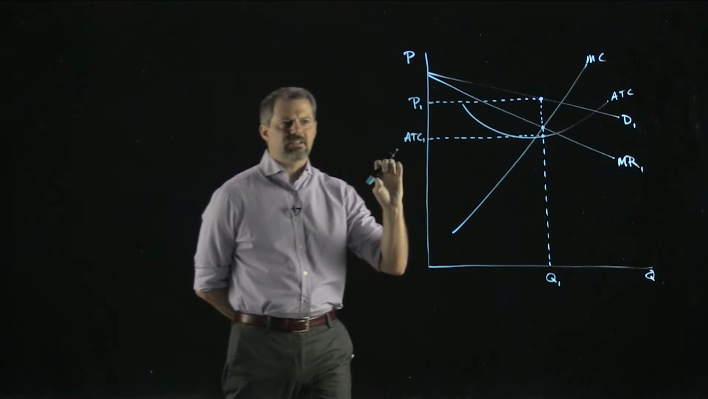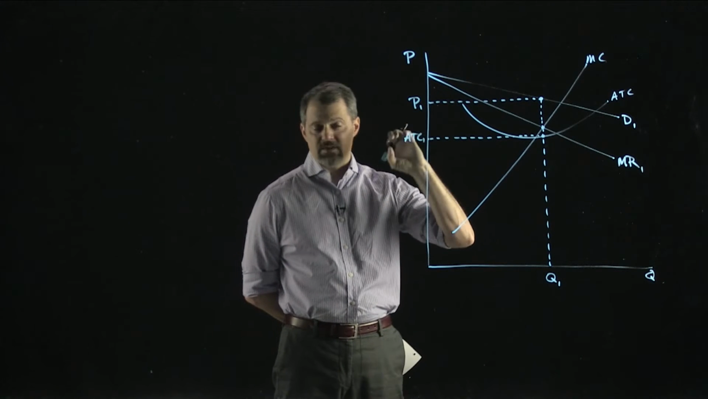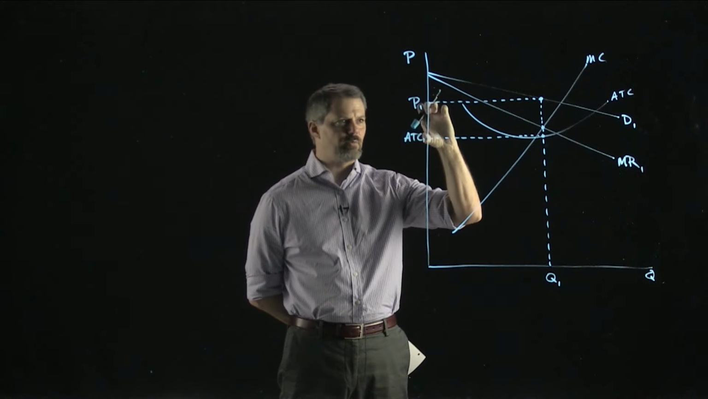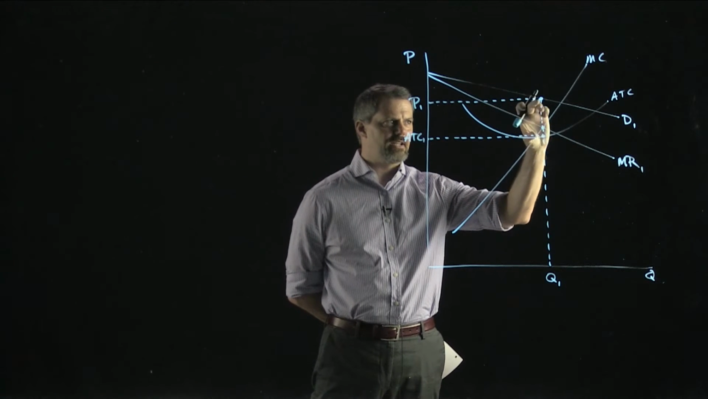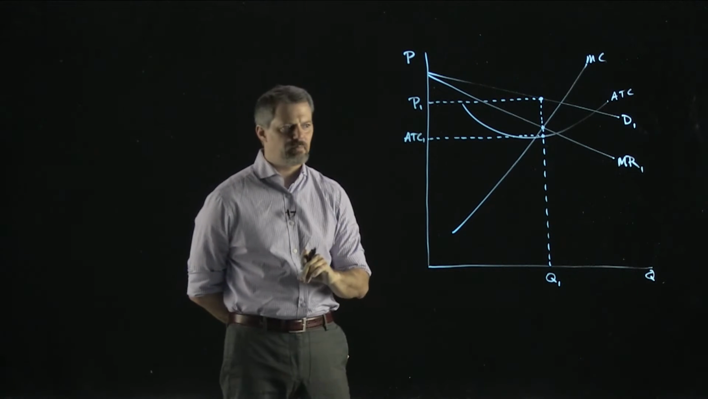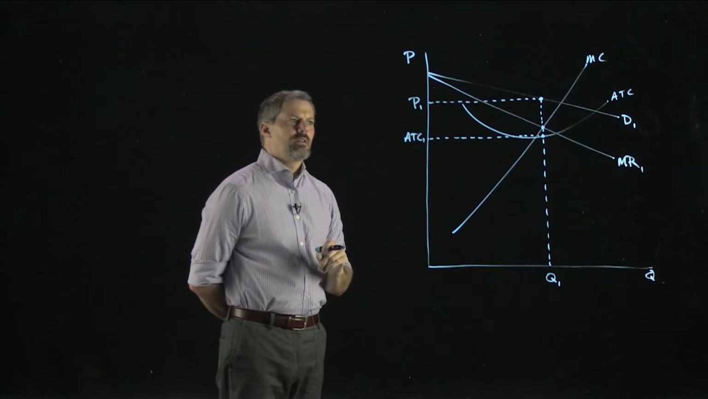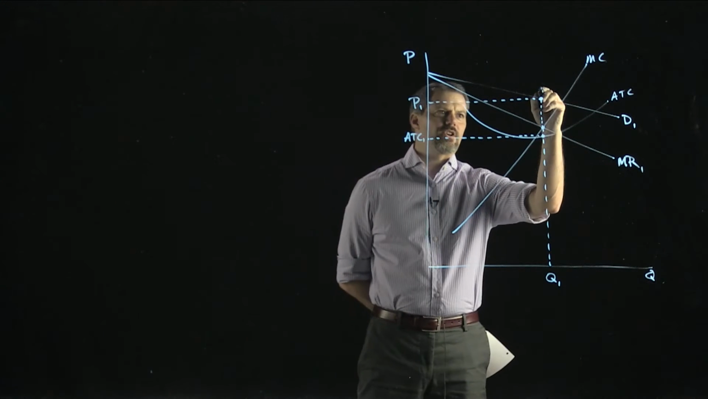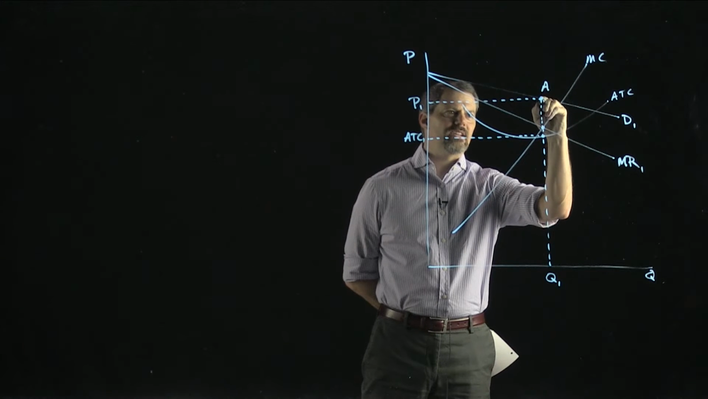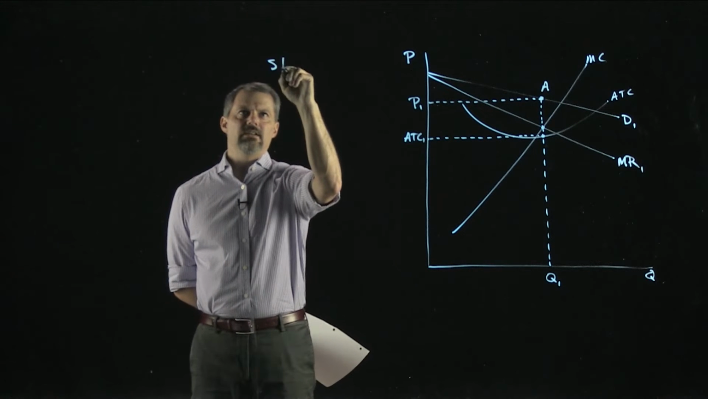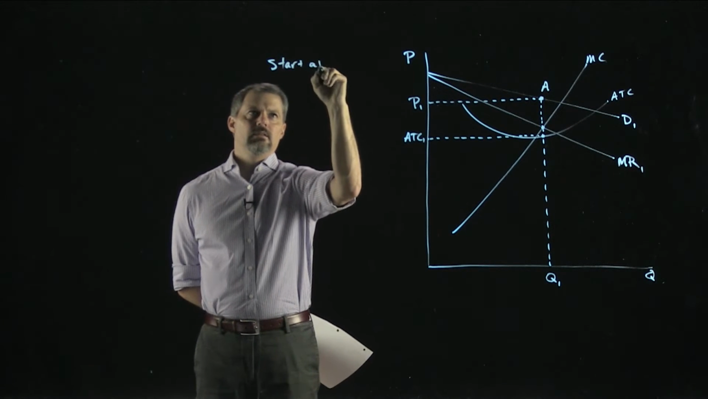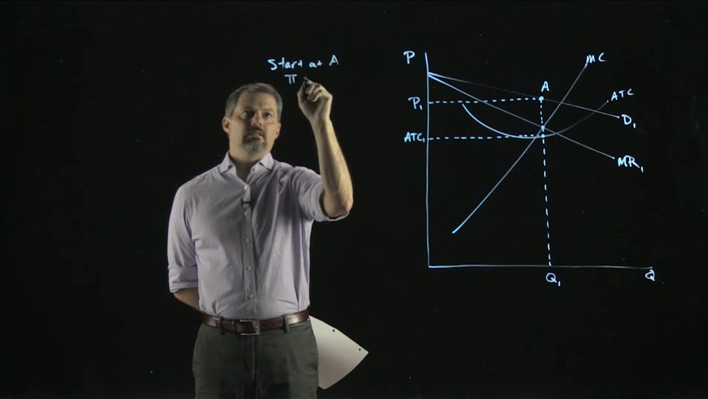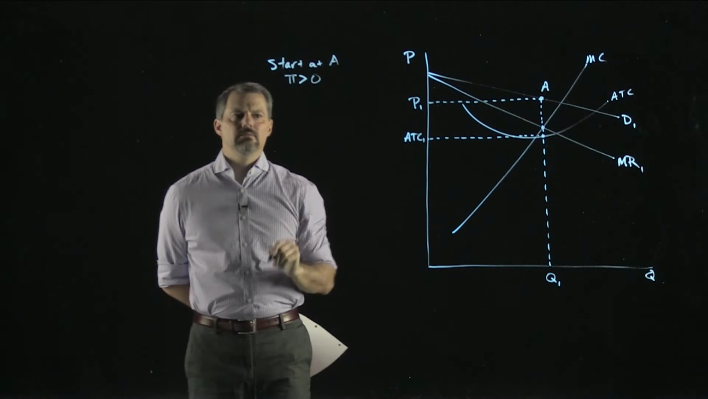The profit that this monopolistically competitive firm would earn would be the area of this rectangle right in there, just like we did with monopoly. Now, this firm is going to be earning a positive profit. Let's start with this by calling this point A. So we're going to start at A. Profit is greater than 0 at A.